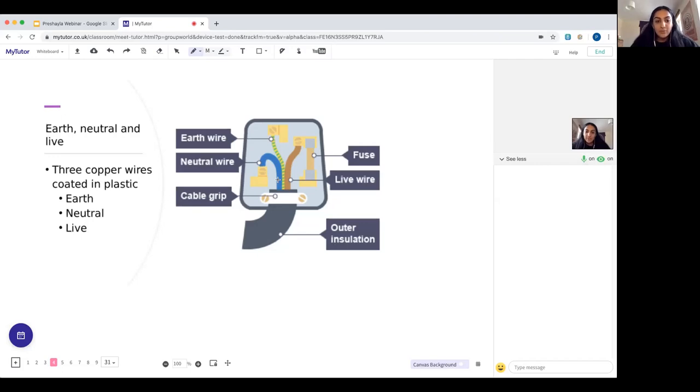Now, these 3 wires are all made of copper. The reason for this is because copper is a very good conductor, which makes sense because we want to conduct electricity in the most efficient way possible. And they're coated in plastic. It's important that we don't have any wires exposed. So we coat them in plastic, which, as we know, is a very good insulator, and therefore it keeps the electricity within the wire and doesn't expose it. So we can reduce our risk of electric shock. So they are the 3 wires.